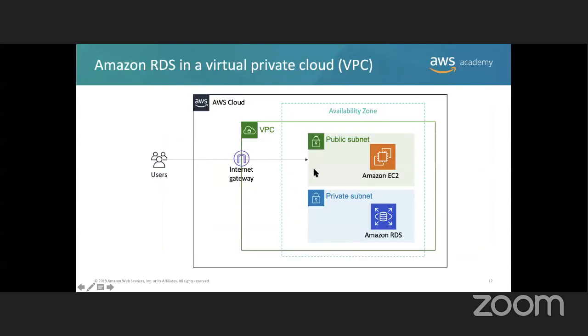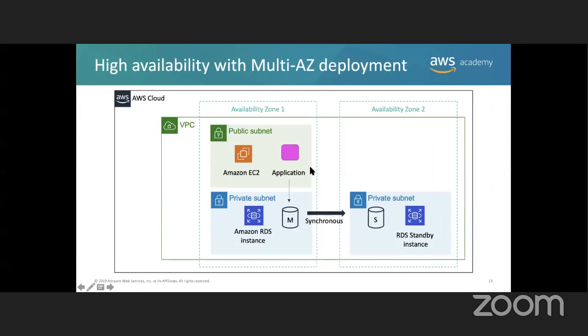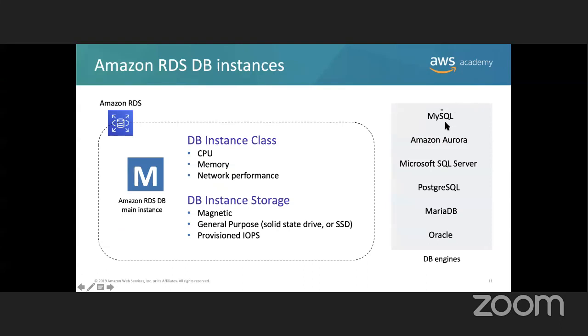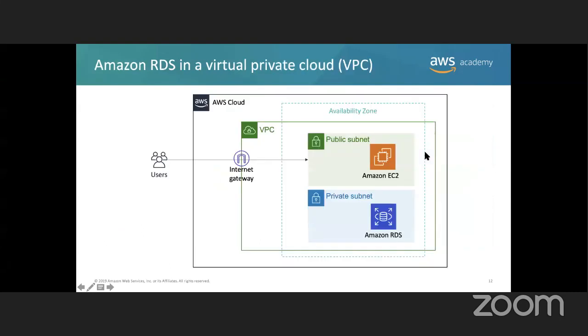These are the 6 engines, guys. Don't forget that. The 6 engines are here: MySQL, Amazon Aurora, Microsoft SQL Server, PostgreSQL, MariaDB, Oracle DB engines. Oh, these are the engines.